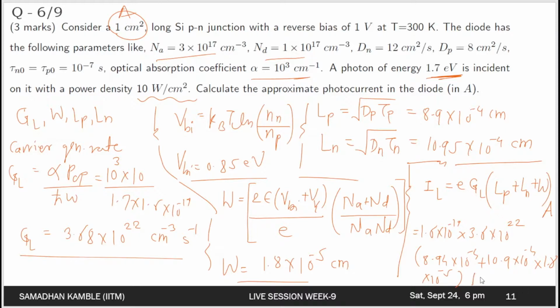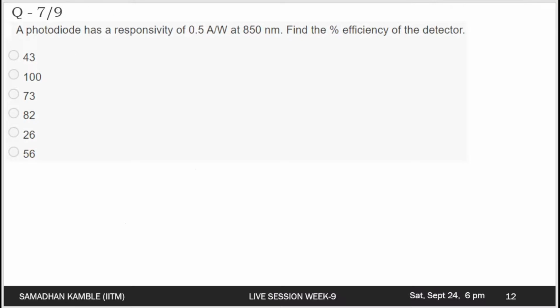It is 1 centimeter squared. Okay, if you just compute it, we'll get the photocurrent IL as 11.8 or approximately 12 ampere. It is one of the options, 12 amperes. We can click the option. Okay, so let us go to, I think it is misprinted. It is the final question indeed.